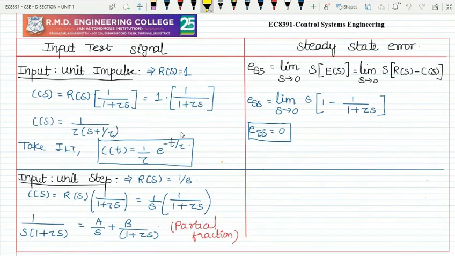Now I have 4 different types of signals, which we just saw. We are going to apply them now. In the first case, I am taking the unit impulse signal.